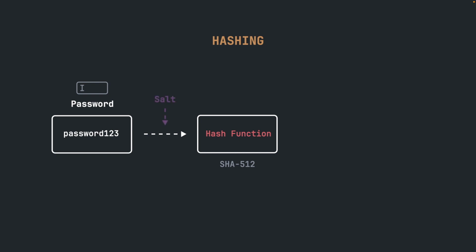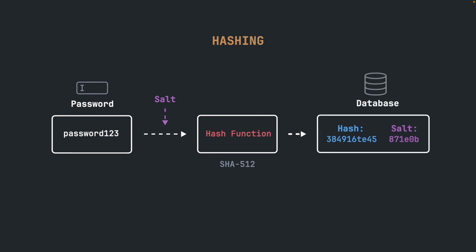That's why we use salt. So salt is just a string of random variables we add to the password before it's hashed, creating each time a unique hash. Then the hash and the salt are stored in the database.